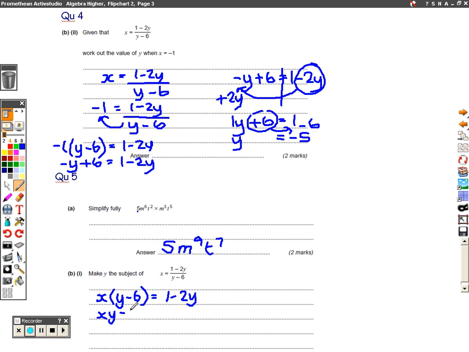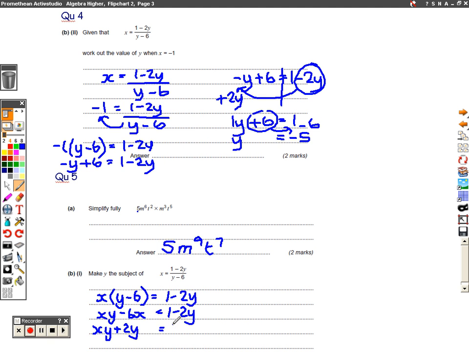Now, you need to then gather all of your y values to one side, all of your x values to the other side. Now, we're looking to make y the subject, so we want to gather all our y's to one side. Anything that doesn't have a y, push it to the other side. So minus 2y is going to come across as plus 2y. The minus 6x is going to come across as plus 6x.